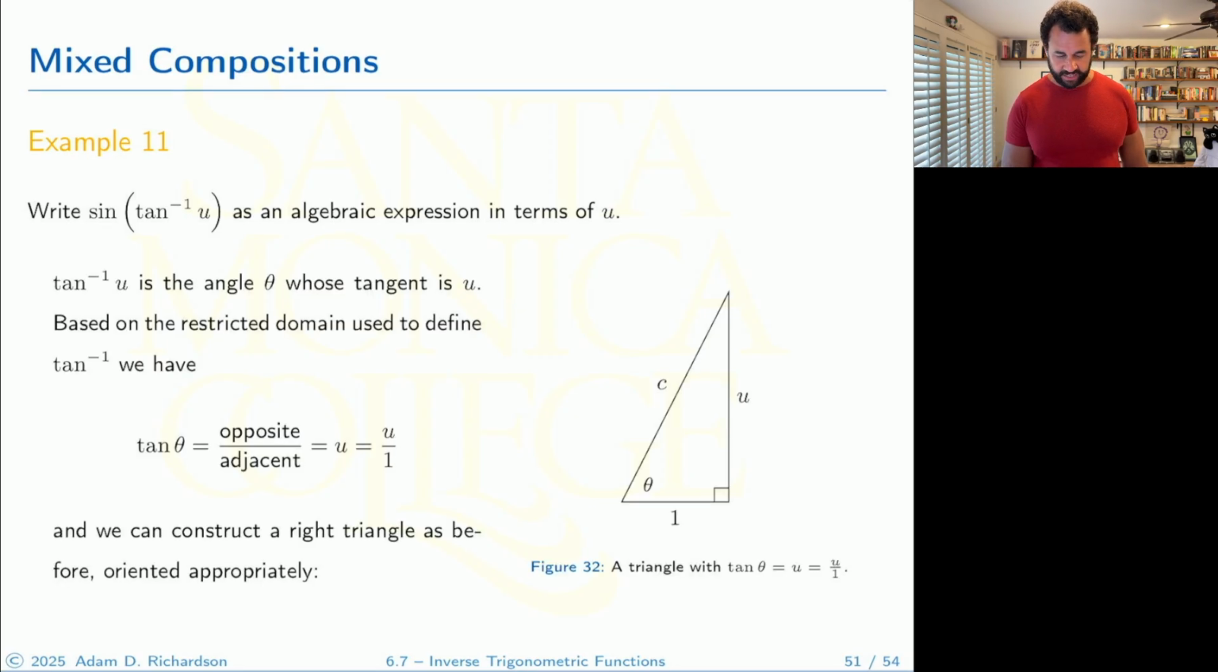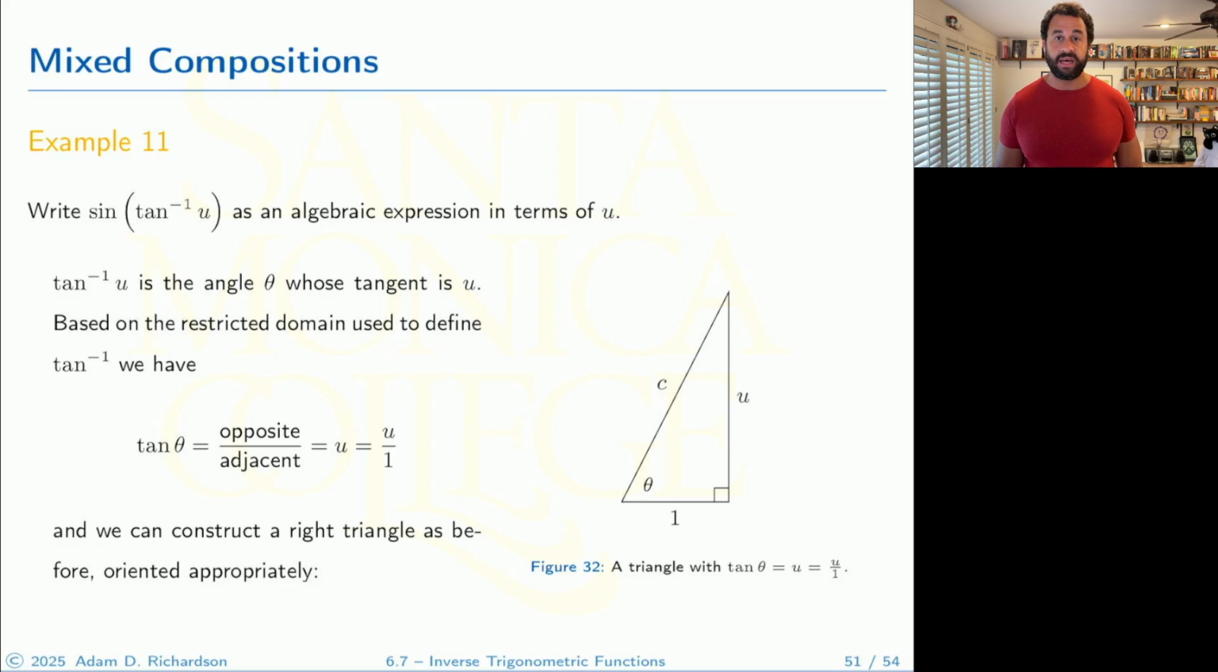So first, inverse tangent of u is the angle theta whose tangent is u. And again, based on the restricted domain used to define the tangent function, we are going to make our triangle look like this. So tangent is opposite over adjacent. Opposite over adjacent equals u. And we're going to write u as u over 1, which is totally allowed. Any number is equal to itself divided by 1. So we can say u is u over 1. That's the opposite. That's the adjacent. Now we need to solve for c.